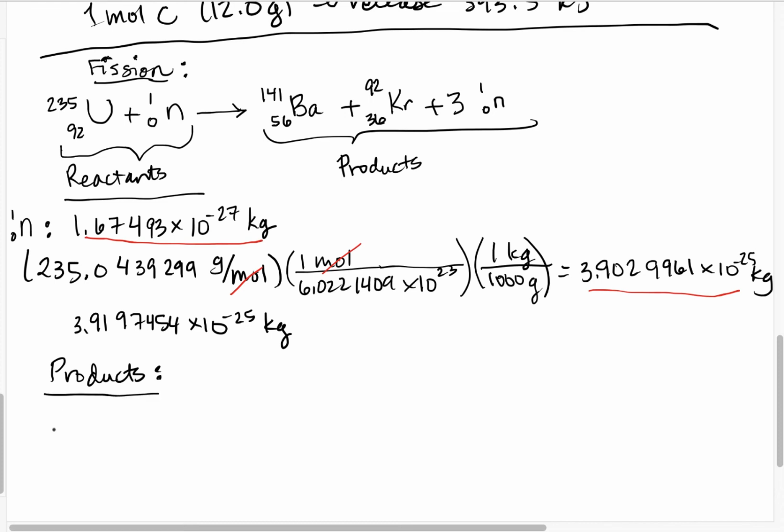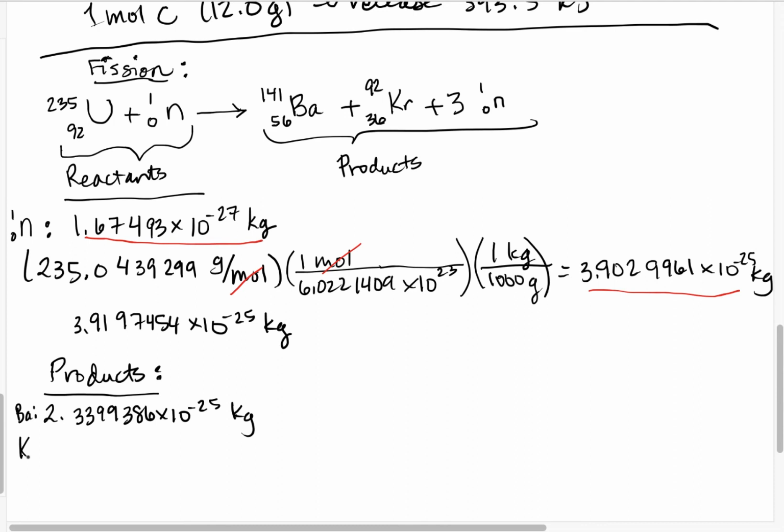So our products, we have that barium-141. If you look up the mass of that isotope, and then do the unit conversion like we just did, here's my barium, that will be 2.3399386 times 10 to the minus 25 kilograms.